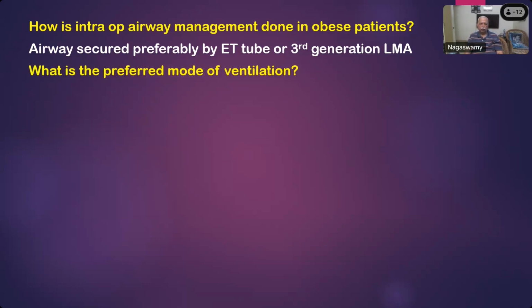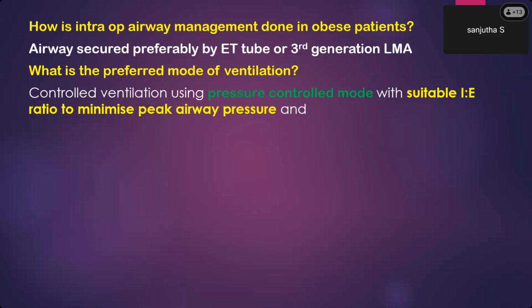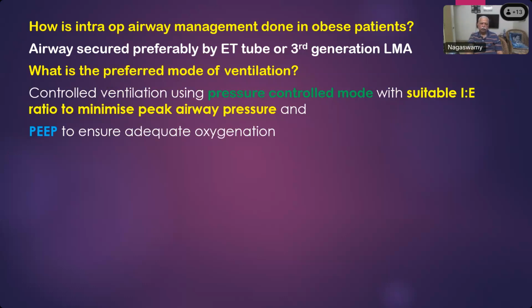What is the preferred mode of ventilation during surgery? We are going to use a ventilator for intraoperative ventilation of the patient. Pressure control mode. Very good. Pressure control. What other things you should add in that? Pressure control, volume guarantee. Volume guaranteed. Then PEEP, what should be the I:E ratio? PEEP should be added also, yes. Controlled ventilation using pressure control with suitable I:E ratio to minimize peak airway pressure and PEEP to ensure adequate oxygenation.